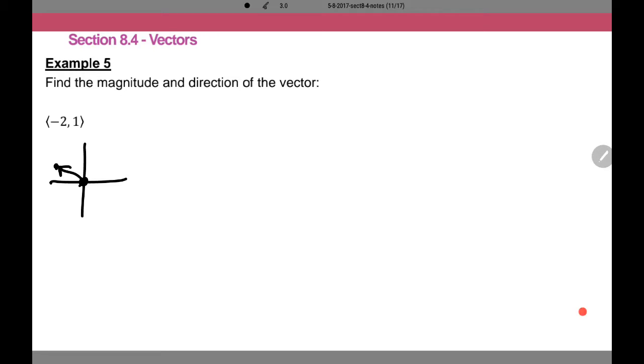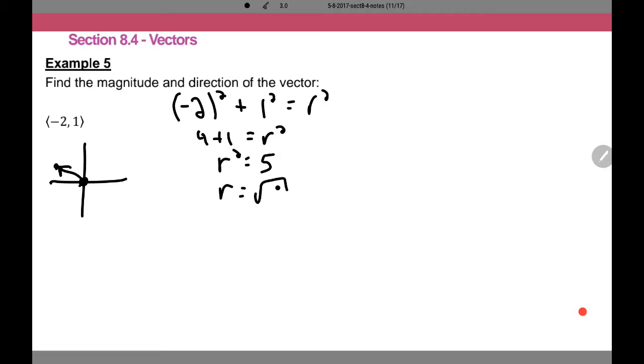When we do the magnitude, we'll just do -2 squared plus 1 squared equals the radius squared. And again, that's 4 plus 1. And r squared is equal to 5. R is the square root of 5 in this case, which we can approximate, because some of these problems, especially the work towards the end where we have some word problems, will require just a numerical answer. We could leave it as a square root of 5 and be fine with that.